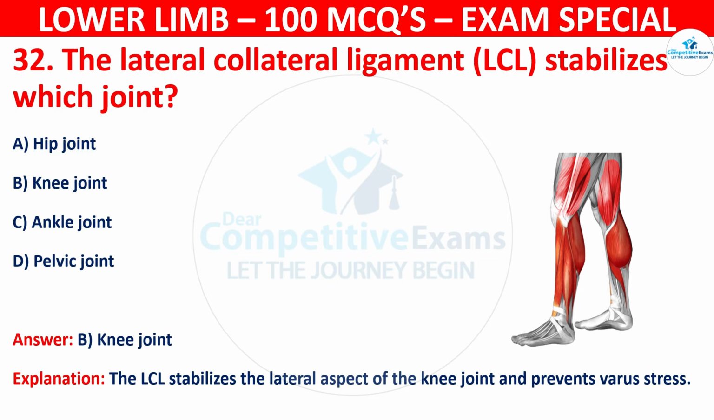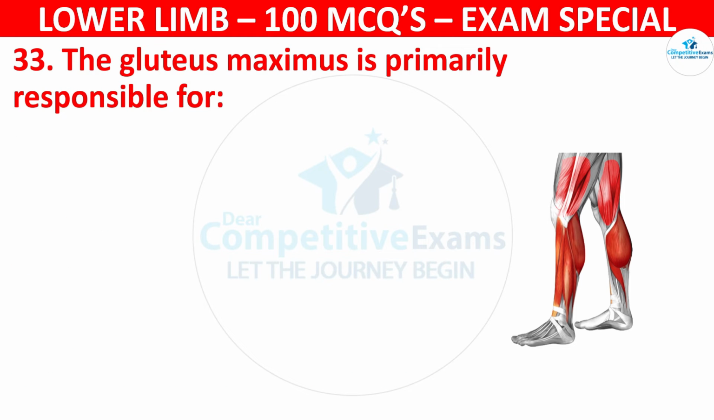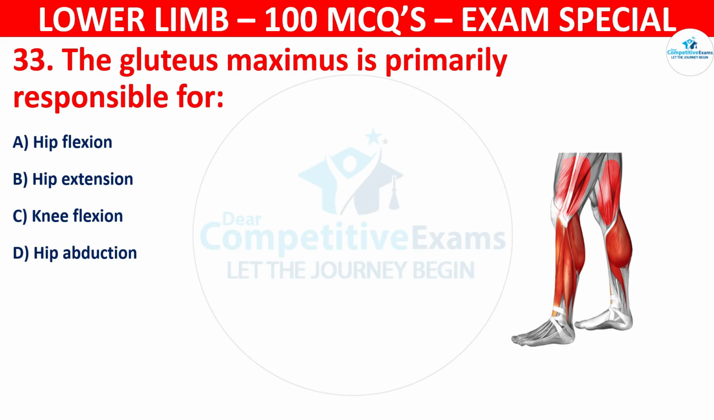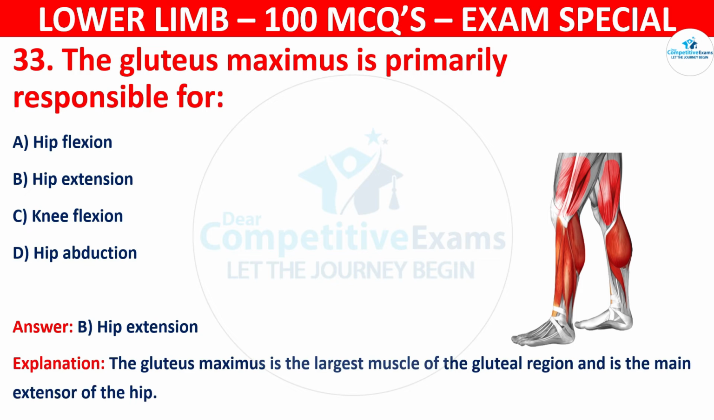Question number 33. The gluteus maximus is primarily responsible for hip flexion, hip extension, knee flexion, or hip abduction. The correct answer is B, that is hip extension. The gluteus maximus is the largest muscle of the gluteal region and is the main extensor of the hip.